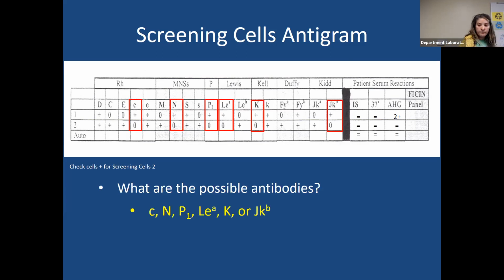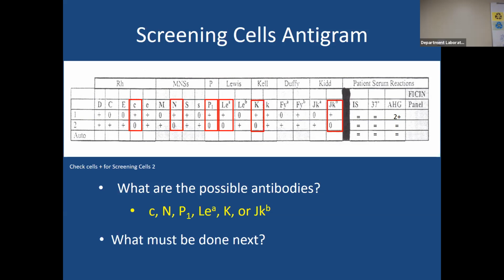What's your next step? Not the elution. So if you had a positive DAT, then you would do the elution. If you had a positive IAT, is this confirmatory? Have we definitively identified the patient's antibody? No. What must we do next to confirm which one of these is the patient's antibody? Not molecular. We must run a panel.